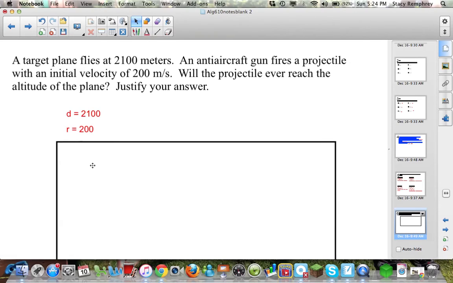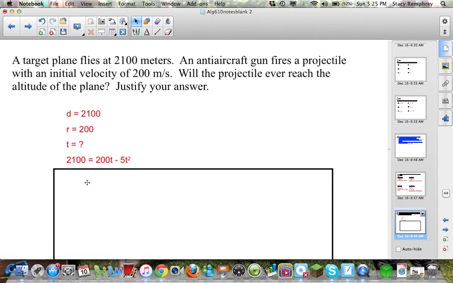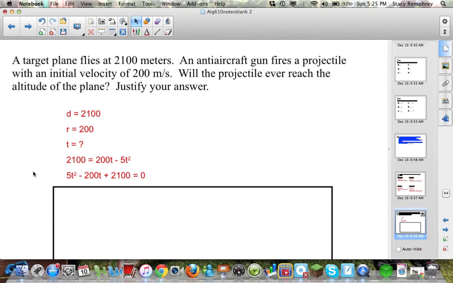So I identified the distance, the rate, and I didn't know the time. This is just like we did in 6-9. If you don't know about that, go back and watch that video. I plugged them into D equals RT minus 5T squared. I said, okay, I can't really do anything until it equals 0. So I added 5T squared to both sides, subtracted 200T from both sides. So I got it equal to 0.